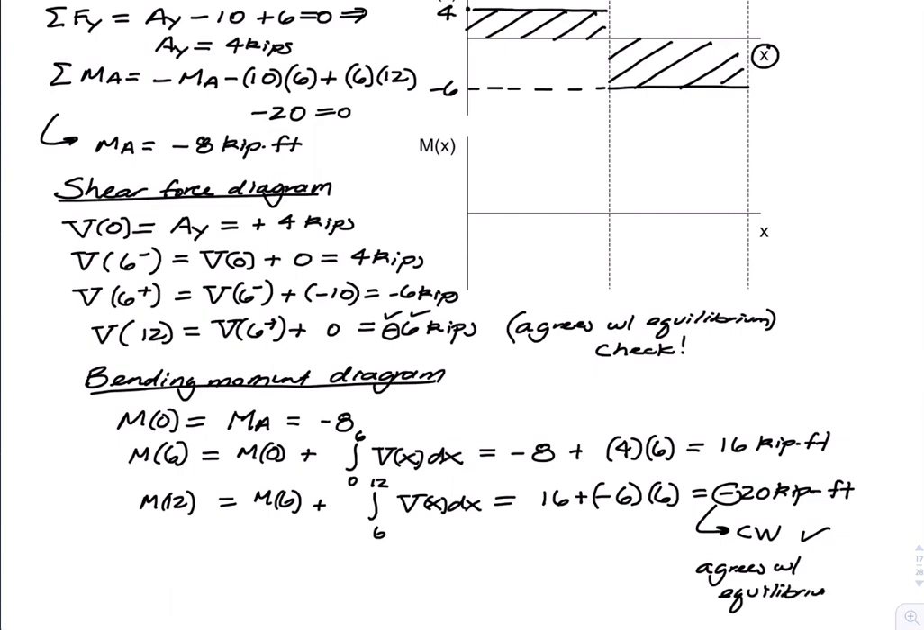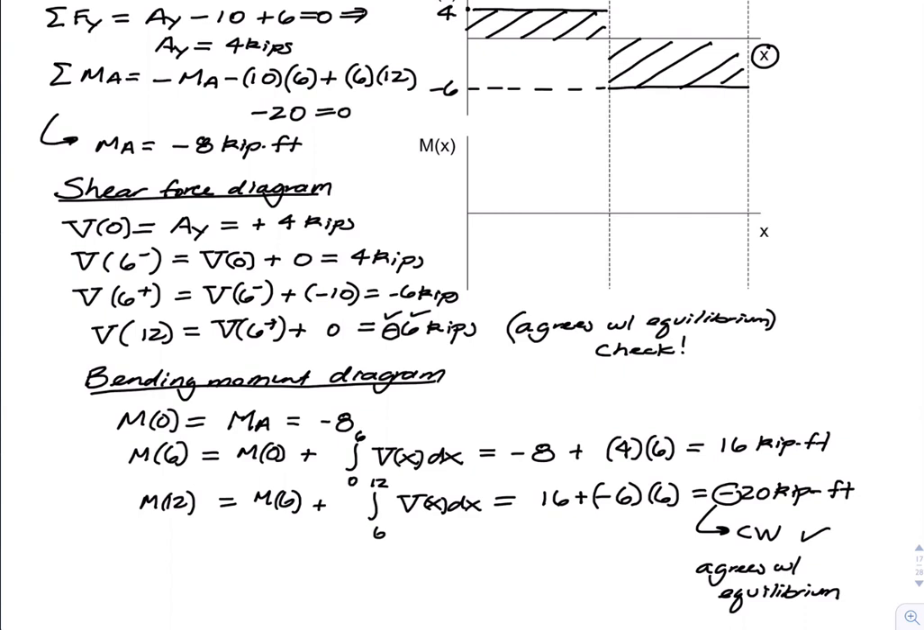What I mean by this is above, when we found our reactions, the given information is that there's a 20 kip foot bending moment on the right face. It is in the clockwise sense, so it is negative.